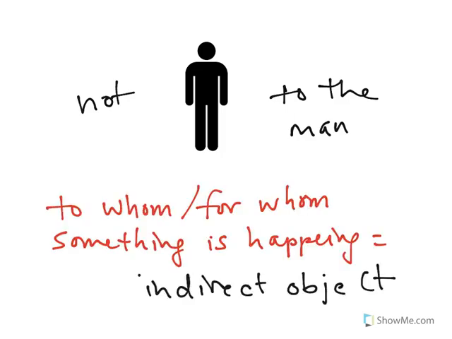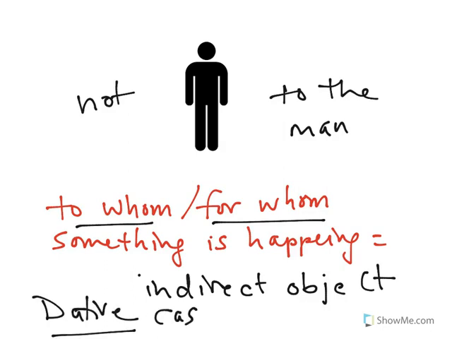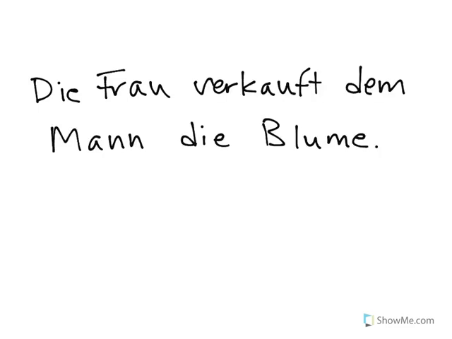This is what's called the indirect object. The indirect object tells us to whom or for whom something is happening. As you already know, word order tells us this in English, but in German, this is expressed by the dative case and the article endings for the dative case. So this sentence in German is Die Frau verkauft dem Mann die Blume.